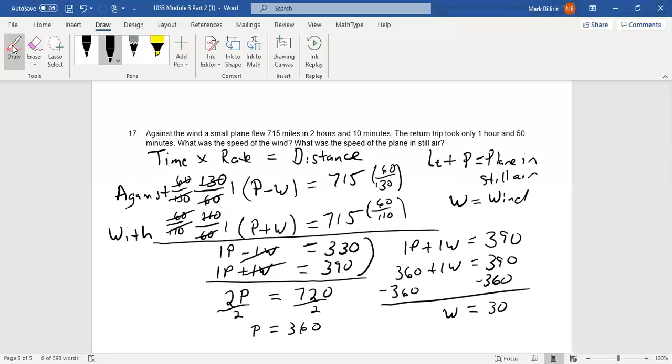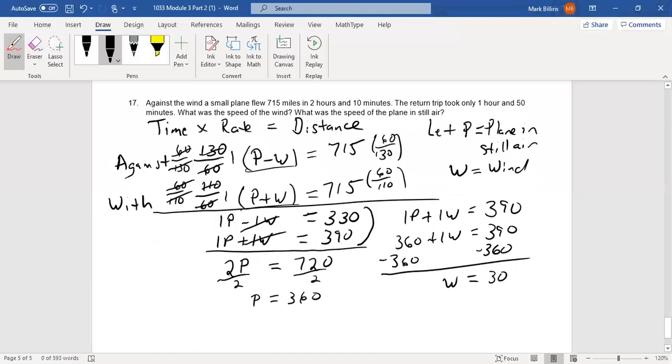Again, my recommendation is when you're setting up the problem, write against and with, write your p minus w and your p plus w, and put in your distance, and then put in your time last. If you follow these steps, it's much easier to solve this type of problem.